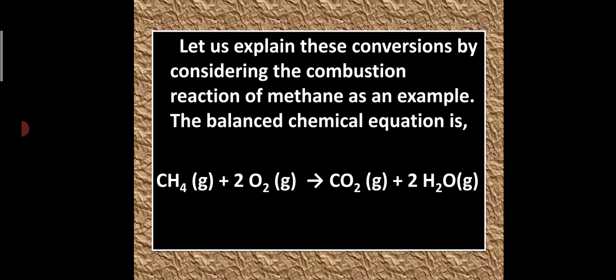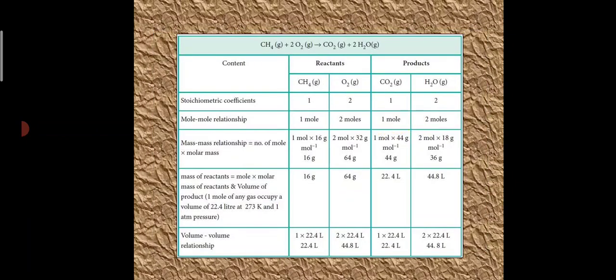Now let us explain these conversions by considering the combustion reaction of methane as an example. The balanced chemical equation is methane reacts with oxygen to give carbon dioxide and water. So if you see here, 1 mole of methane, 2 mole of oxygen, 1 mole of carbon dioxide and 2 mole of water is produced. So what you have to do is that stoichiometric coefficients, first row, reactant and product, you have to split these two columns. In stoichiometric calculation coefficients la, number of methane 1 தான் இருக்கு, oxygen is 2, carbon dioxide you are having 1, water you are having 2 moles of water.